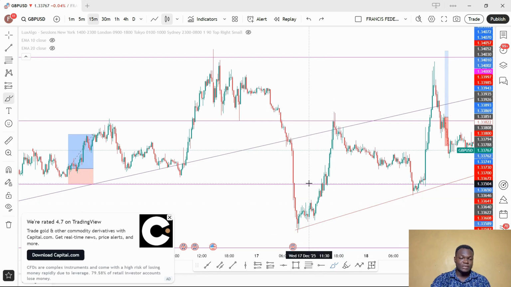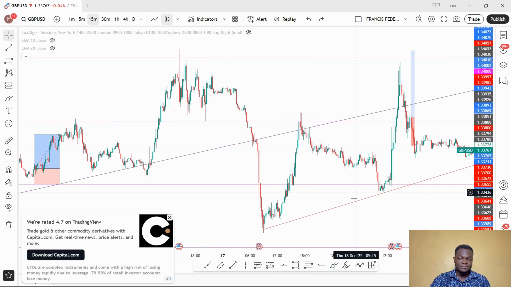So I expected a pullback to this area for entry, but the price just kept climbing without giving me a reason to take a trade. And by the time the price got to this area, it was already late in the day. So I decided not to take any trade again, and that's how the day closed on Wednesday.